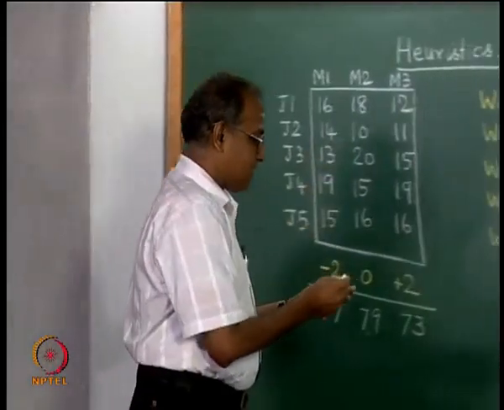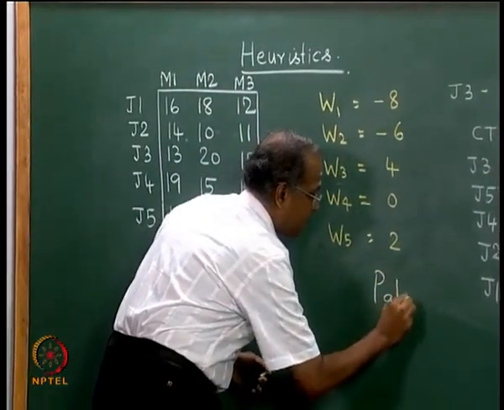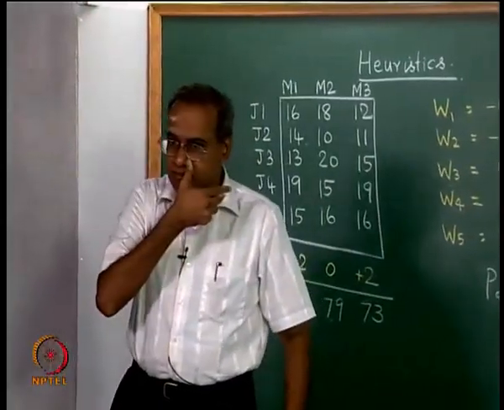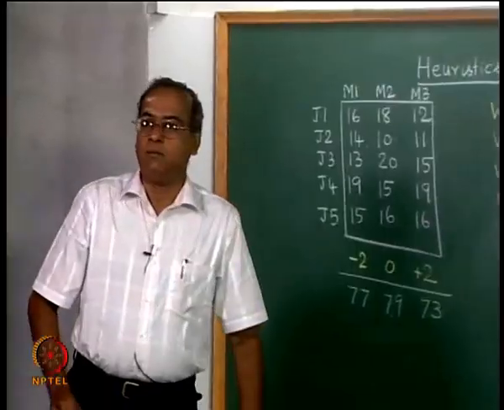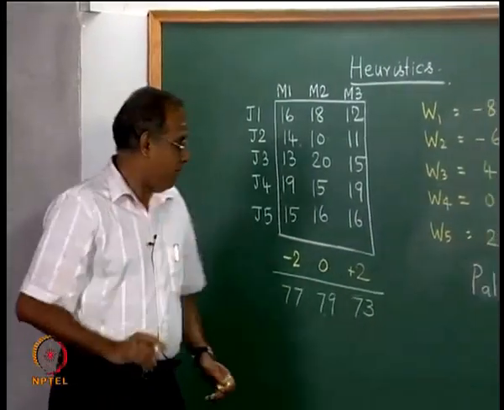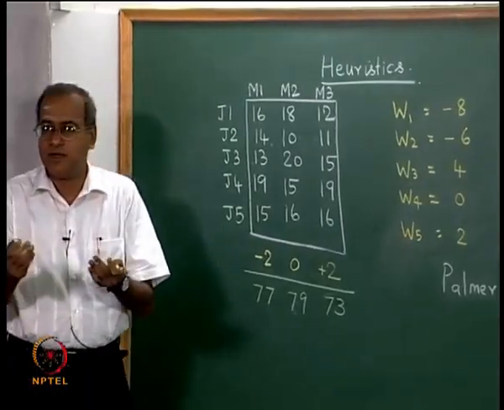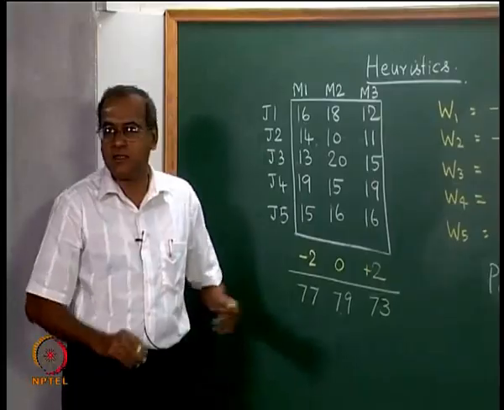Now, this heuristic is called Palmer's heuristic or Palmer's algorithm and was developed by Palmer in the year 1965. Even though these values of -2, 0 and +2 appear arbitrary, there is a rationale in choosing these values.